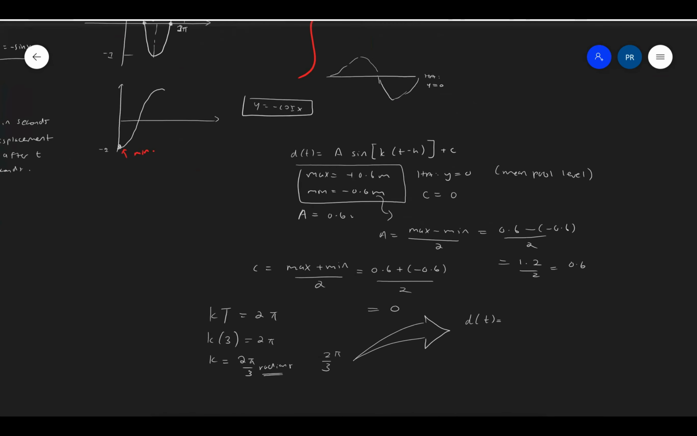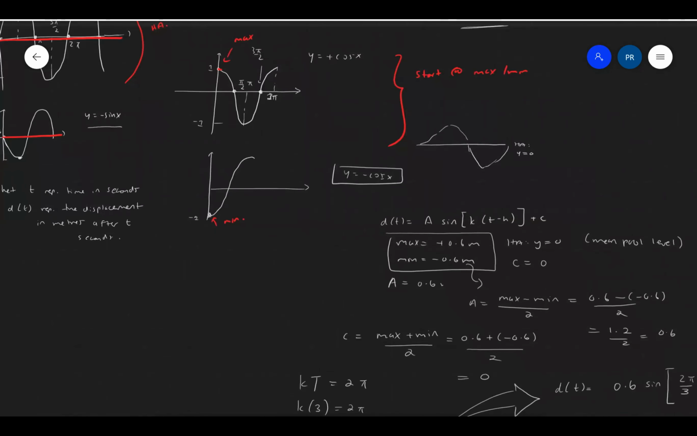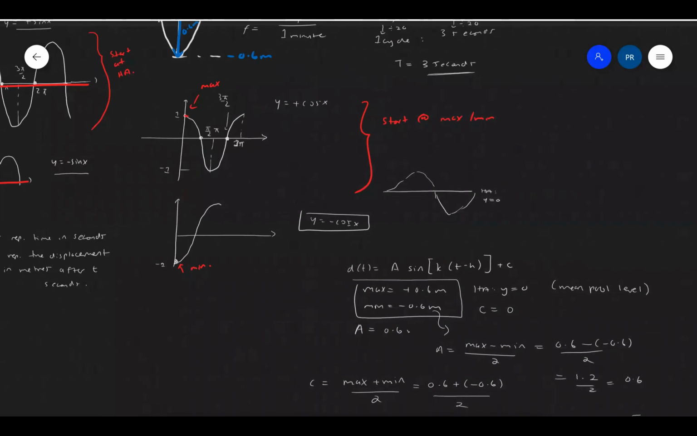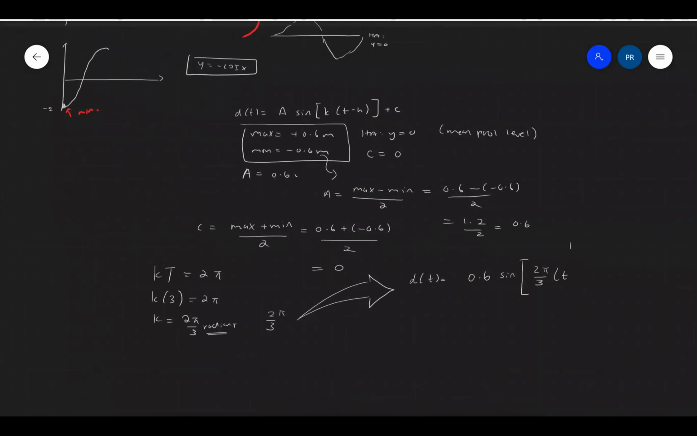Now that you look at the equation here, your function looks like a, which was 0.6, sine, k is 2 pi over 3, t. Now, because we use the appropriate function for this, your h value is 0. If you use the sine or the cosine function to model it, if you use the right one based on the scenario, then your h value is 0. So we actually don't need to look at our h value. That's one of the benefits of using the right function.